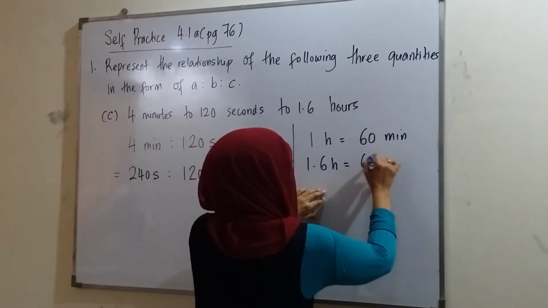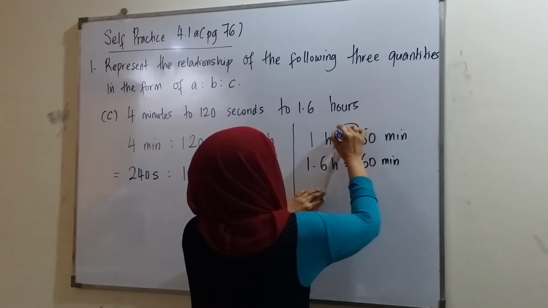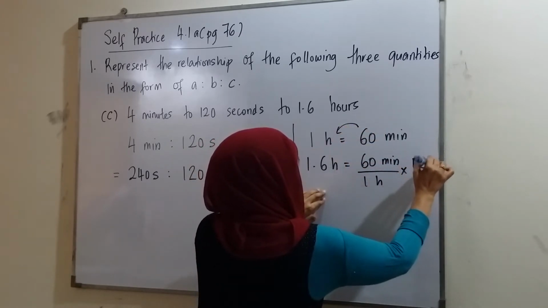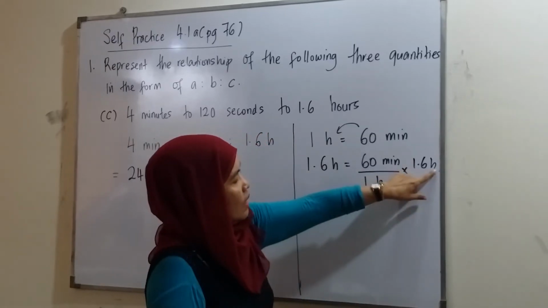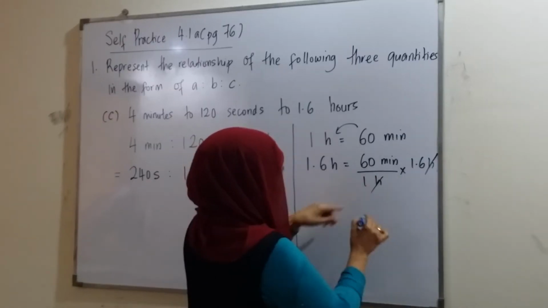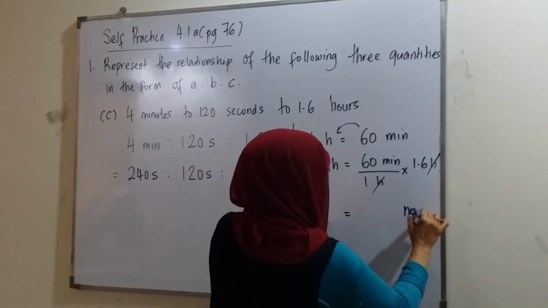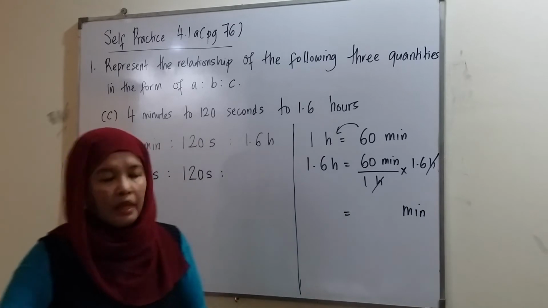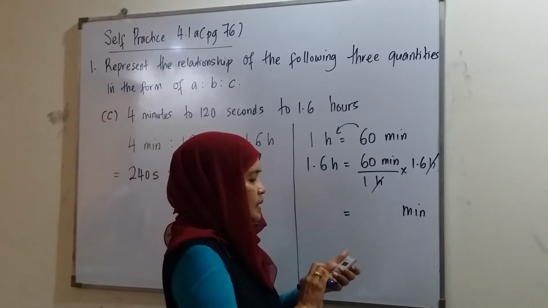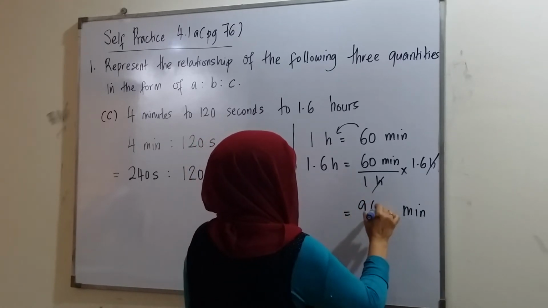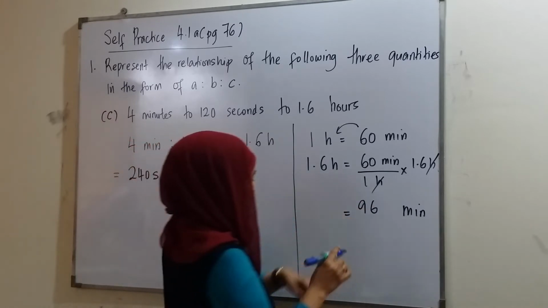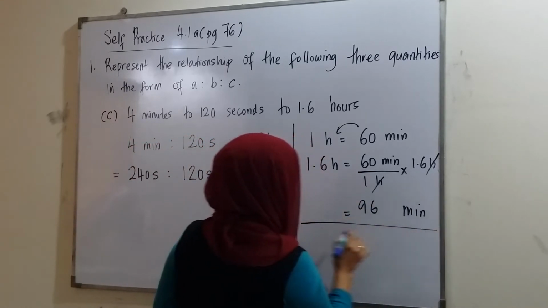So 60 minutes divided by 1 hour multiply 1.6 hour. So hour, 1 above, 1 below, can cut. So leave the answer in minute. 60 multiply 1.6 is 96 minutes. But we want to change from hour to second, so we do the second part.